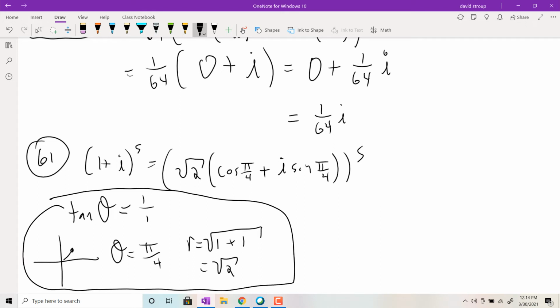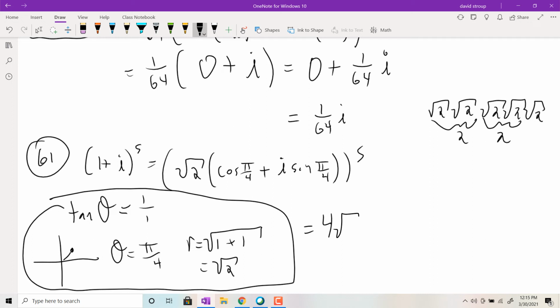Okay, so root 2 to the 5th power, if you literally write it out, there's 1, 2, 3, 4, 5 of them. So this will be root 4, which is 2, root 4, which is 2, times root 2. So that would be 4 root 2.